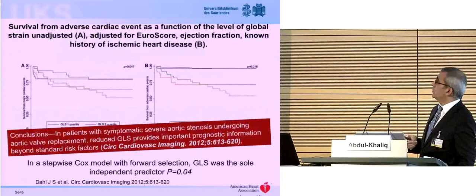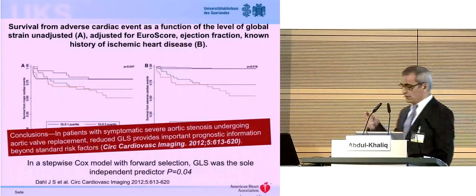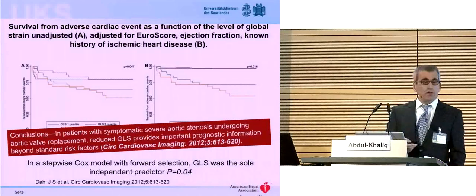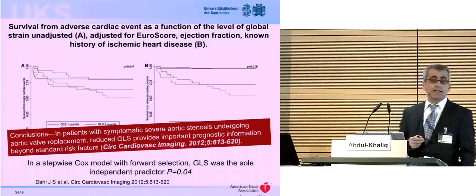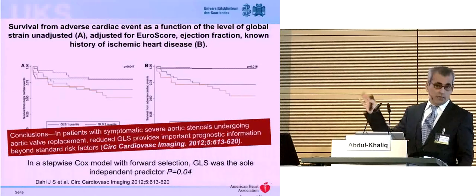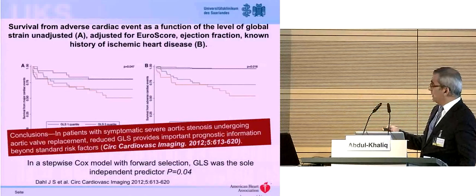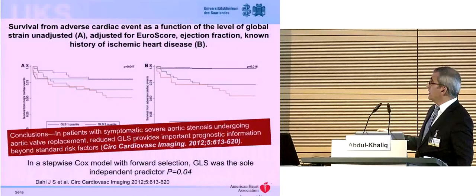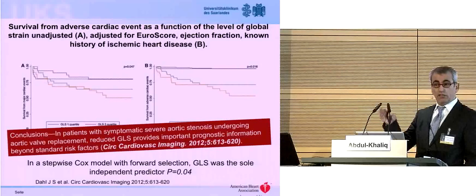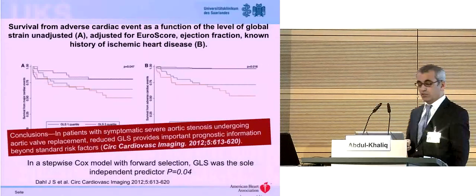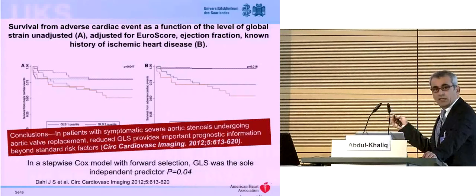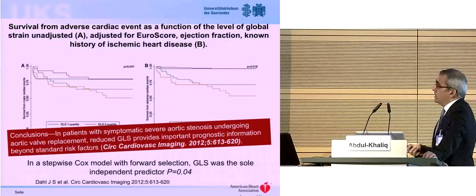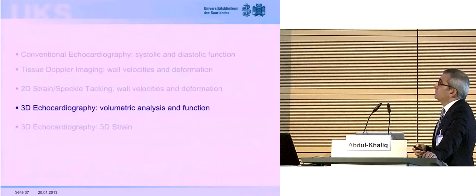This is all adult groups, and this is also published now, a very interesting study showing that global strain also has very good predictive value concerning cardiac events and survival in adult patients. And in a stepwise Cox model, global strain was the sole independent predictor. So assessment of myocardial function in these patients is very important, it has prognostic value. But we also need such data in our pediatric patients, and we do not have such data yet.